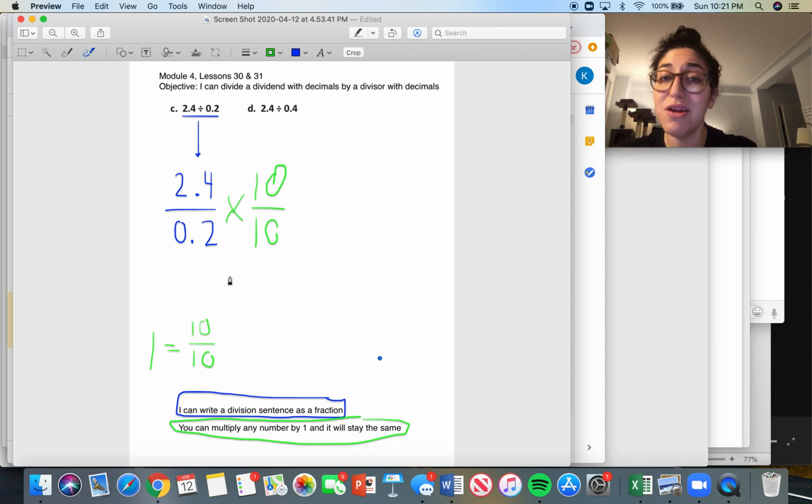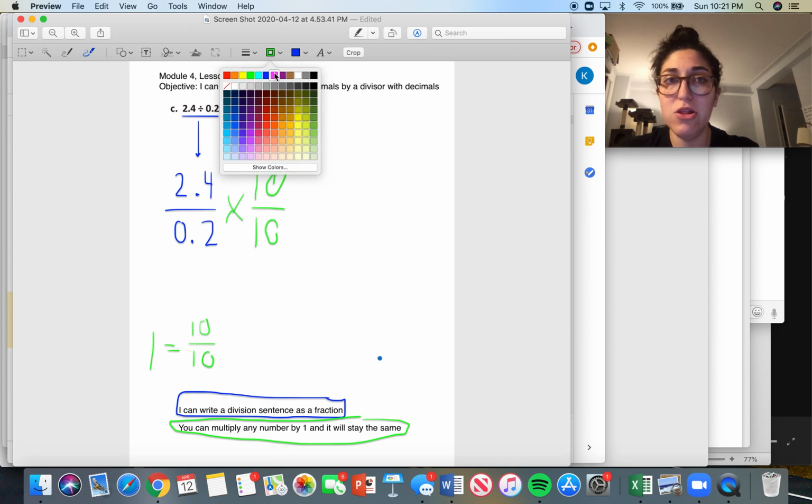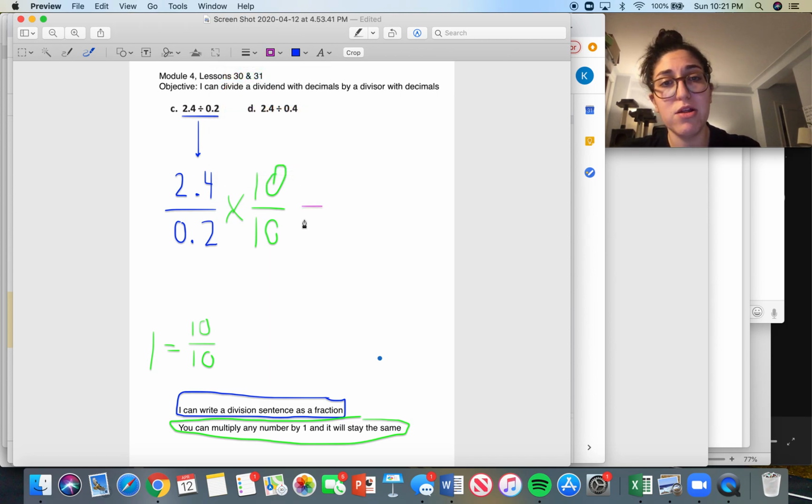So I haven't done anything yet. I'm just changing the way it looks. But when I do change the way it looks, when we multiply by 10 and we have a decimal, what happens is it becomes 24 over 2, because 2.4 times 10 is 24, and 0.2 times 10 is 2. So now I have the same idea, the same basic thing. I've just changed the way it looks.